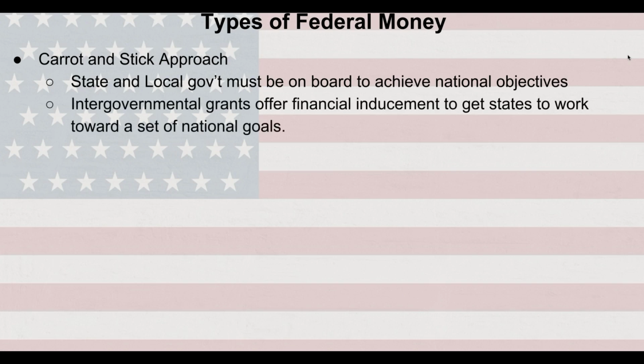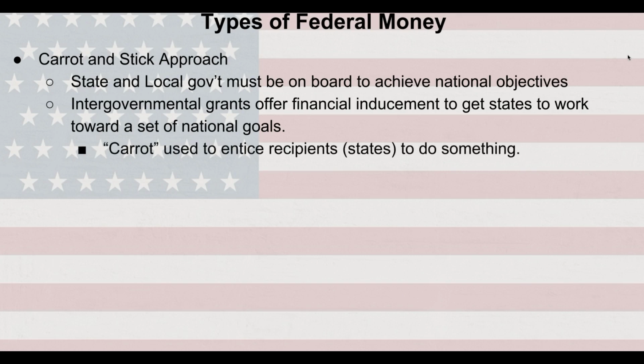And so intergovernmental grants are going to offer financial inducement to get states to work towards a set of national goals. So as a method of getting states to get on board with national objectives, there are going to be grants offered to states to sort of entice them, right? Because money is an enticer, and the national government has the power of the purse strings. And so we're going to see a carrot approach used to entice recipients or states to institute these national objectives, these national goals.